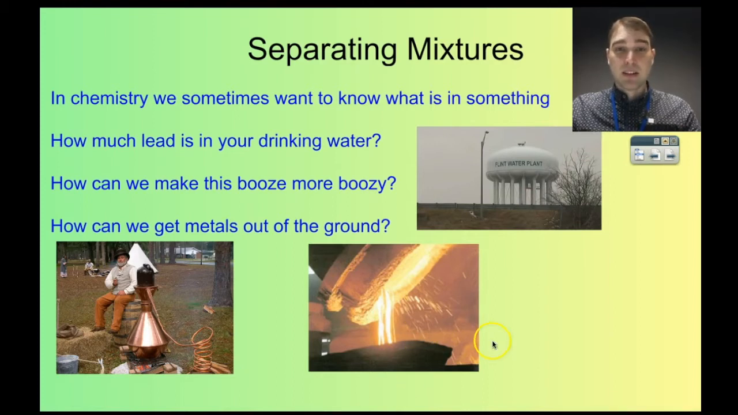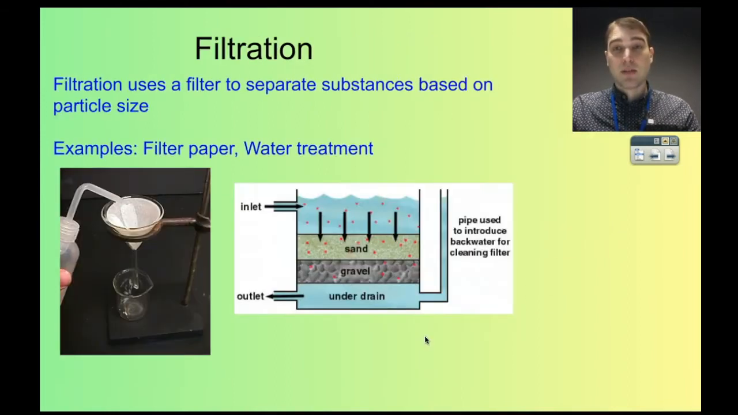How do we get metals out of the ground? So metals are usually attached to minerals. We need to extract the metal from that mineral. And so again, we're separating out a mixture that contains things like silicates and other metals that might be contaminants, and we're separating them out from each other to get the metal that we want. So now we're going to look at some specific methods for separating out mixtures.